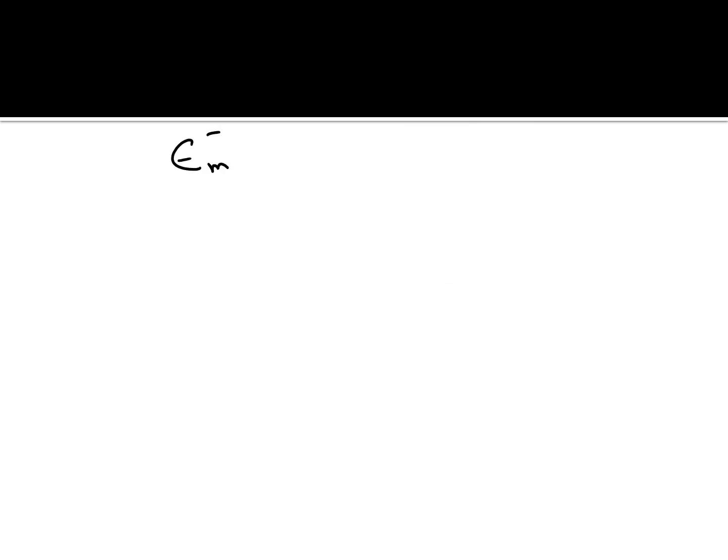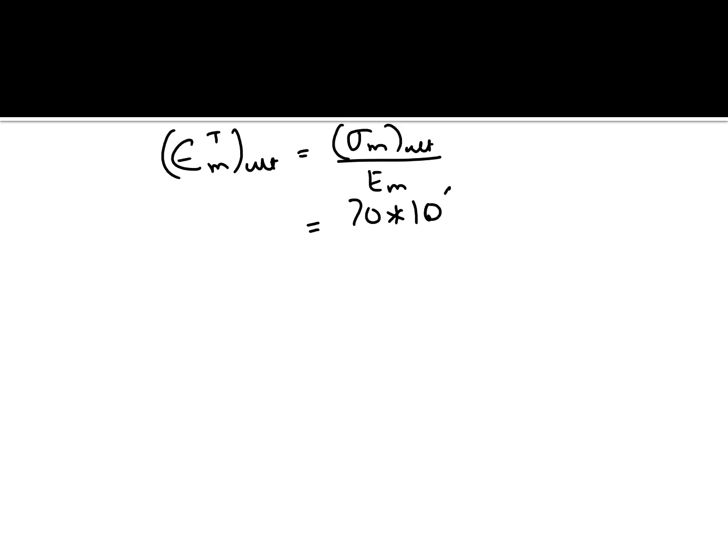So epsilon MT ultimate, which is the ultimate strain in the matrix, will be sigma M ultimate divided by EM. That turns out to be 70 megapascals, and the Young's modulus of the matrix is 3 gigapascals, so that gives us 0.02333 as the ultimate tensile strain in the matrix.